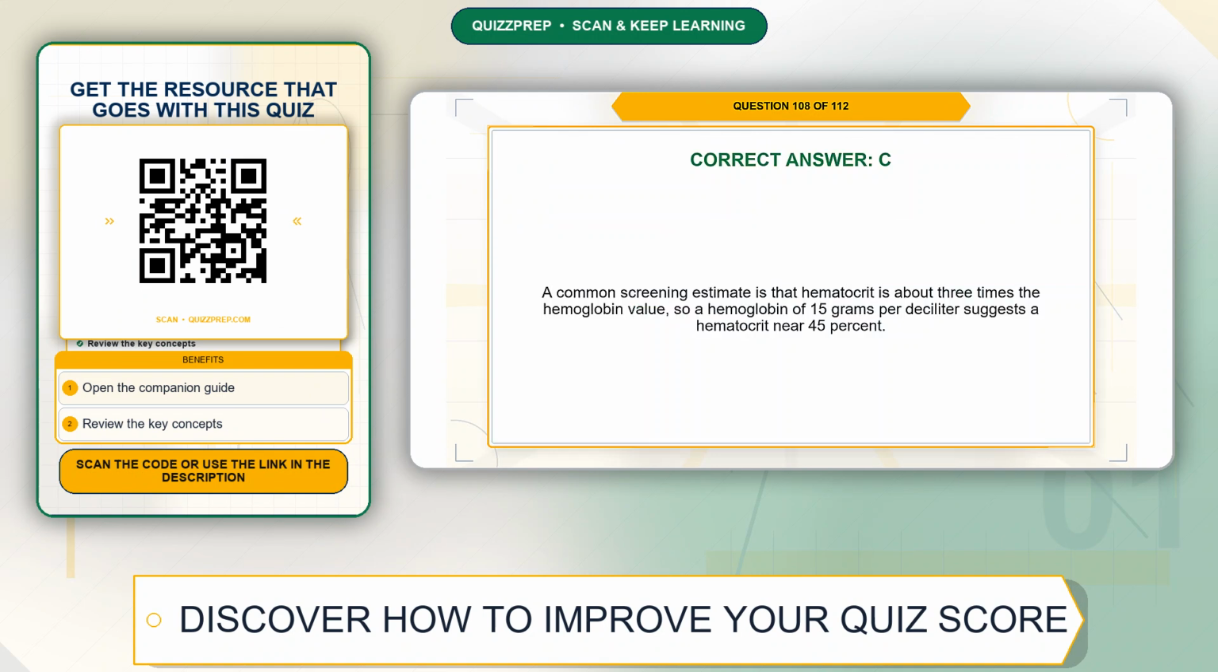Explanation. A common screening estimate is that hematocrit is about 3 times the hemoglobin value, so a hemoglobin of 15 grams per deciliter suggests a hematocrit near 45%.